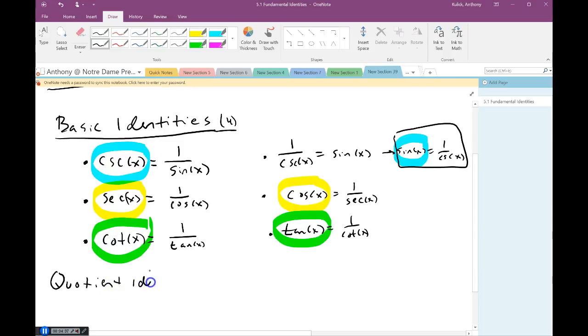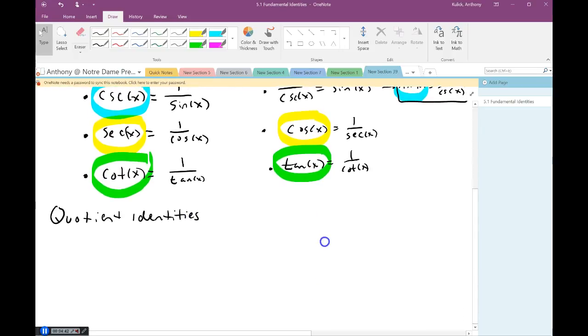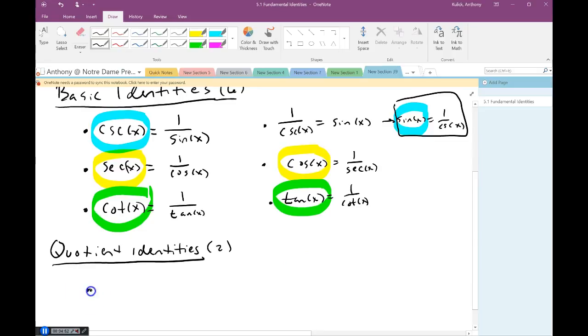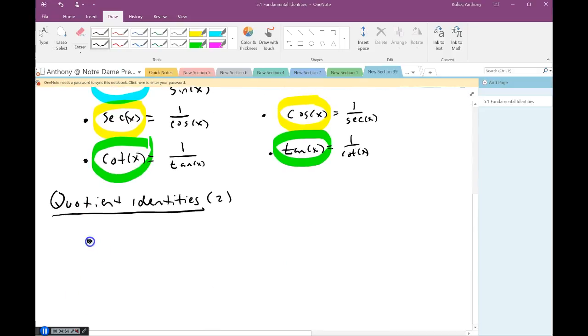We also have some quotient identities. There are 2 of those that we'll talk about. And there's not 4 of these, there were 6. Dummy. So when you're first introduced to tangent, what did we say that tangent was? Right, and then when we translated that onto the unit circle, tangent becomes sine over cosine.